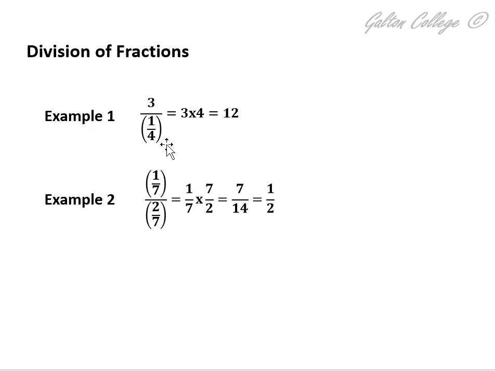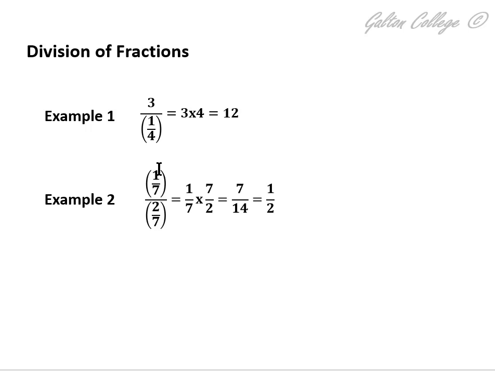Example, 3 divided by 1/4. 3 divided by a quarter. Invert the divisor, turn it upside down, and multiply. When you turn it upside down, you get 3 multiplied by 4 over 1. So we'll ignore the 1 because it doesn't do anything. So it's 3 times 4 is 12. There are 12 quarters in 3.